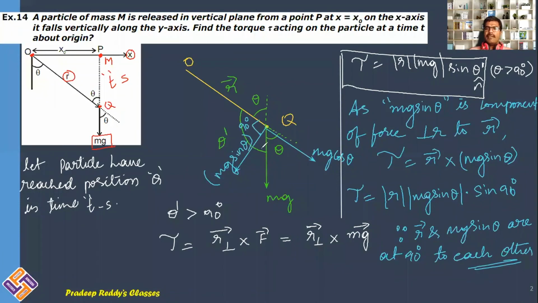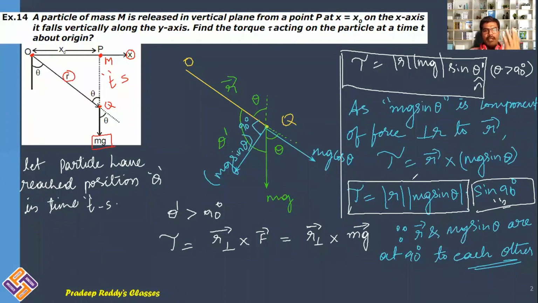So instead of writing it in terms of theta dash, the value theta is already given in the question. You resolve the mg force into two components, and to calculate torque you just take the component perpendicular to R bar, which gives tau equal to R into mg sin theta. Sin 90 is equal to 1, so the net torque is R mg sin theta.